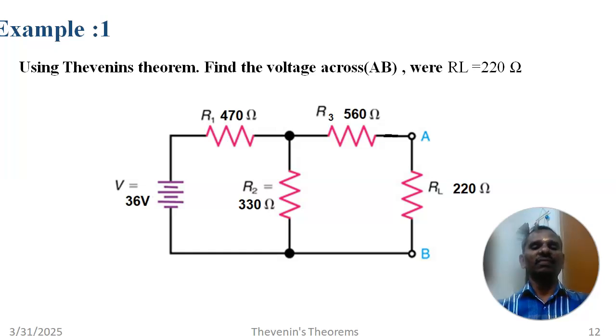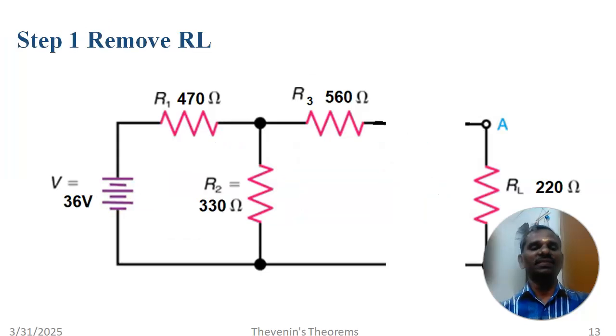Using Thevenin's theorem, find the voltage across AB. Here the load resistance RL is equal to 220 ohms. So we have the resistance R1 of 470 ohms, R2 of 330 ohms, R3 of 560 ohms, and load resistance RL, which is 220 ohms, with a total supply of 36 volts connected to the circuit.